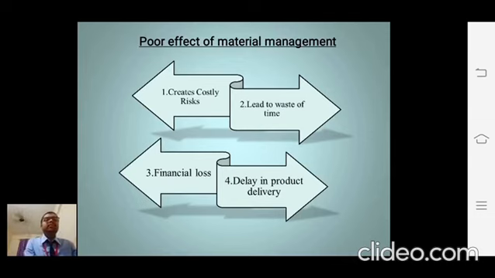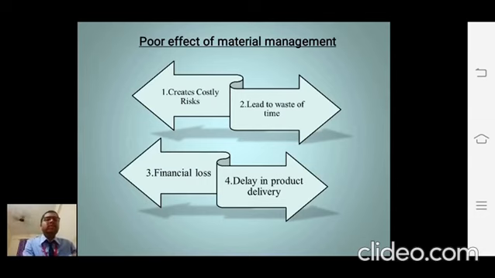This point gives us the poor effects of material management. Why should we understand material management? There are some bad effects if we do not manage the material very well. So there are some bad effects.